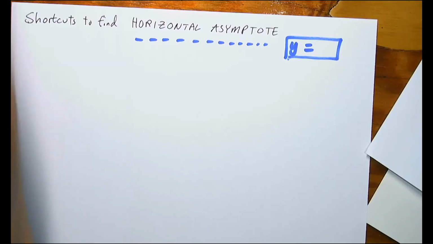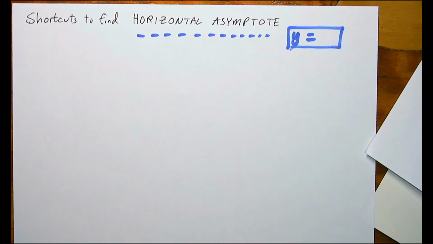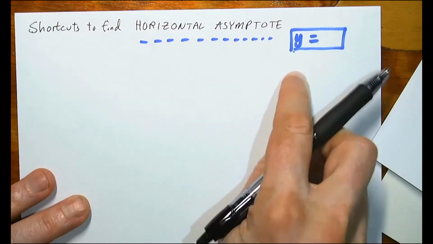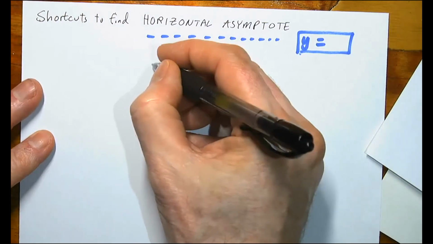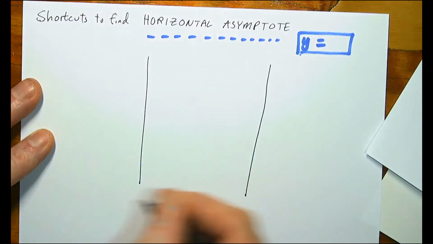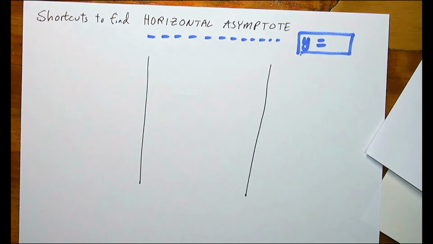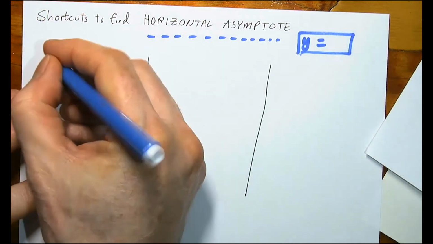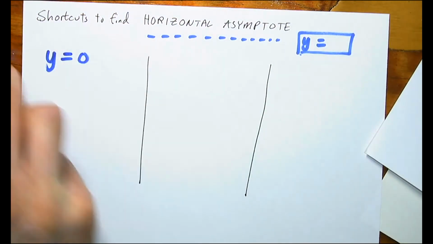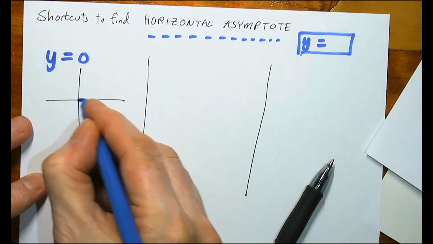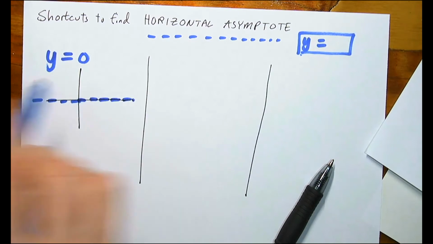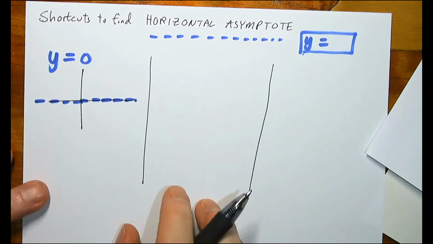Okay, so here's a nice little shortcut. I'll try to make this simple. Shortcuts to find the horizontal asymptote. I'm going to split this into 3 possibilities. Sometimes the horizontal asymptote heads to 0. Here's a piece of graph paper, and it's headed to y is 0. You know when this happens?